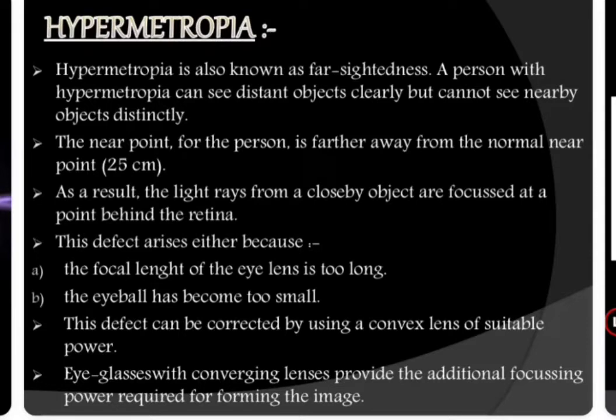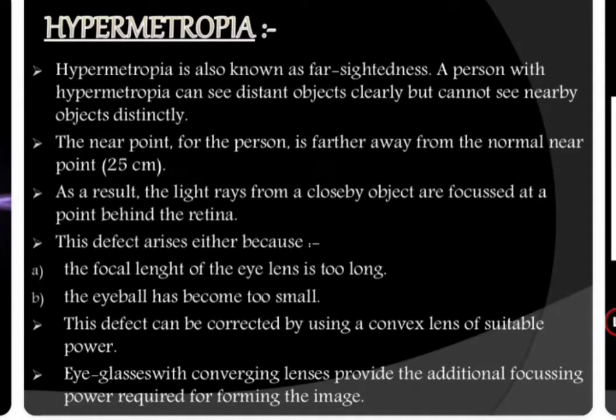Hypermetropia means a person can see distant objects clearly but cannot see nearby objects. Like those who have plus power, they can't see near objects but they can see distant objects. In the morning class we already discussed that the near point for a person is 25 centimeters. So as a result, when light rays fall on this hypermetropia patient, the image forms beyond the retina.